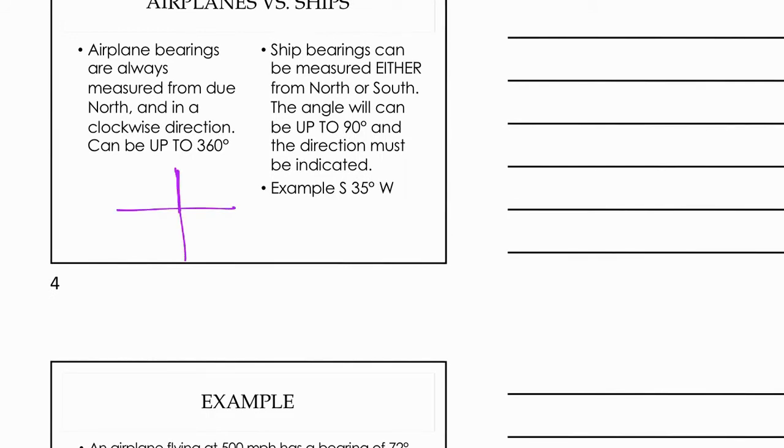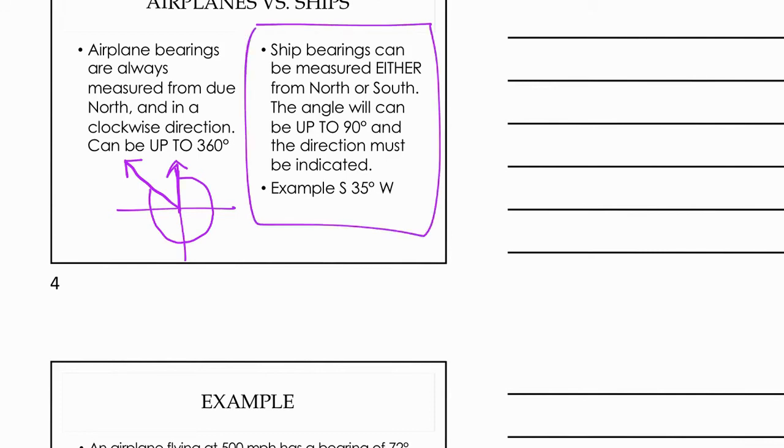So this would be considered north, and whichever direction the plane is flying is measured from that in a clockwise direction. So it could be up to 90 degrees, up to 180 degrees, this would be 270 degrees, and it can be up to 360 degrees. Now ship bearings are different. You have to really pay attention whether the problem is talking about airplanes or about ships, because ships have 3 parts to them.